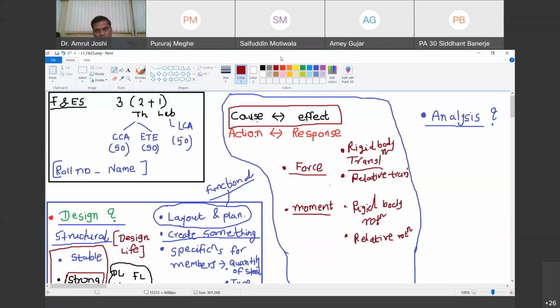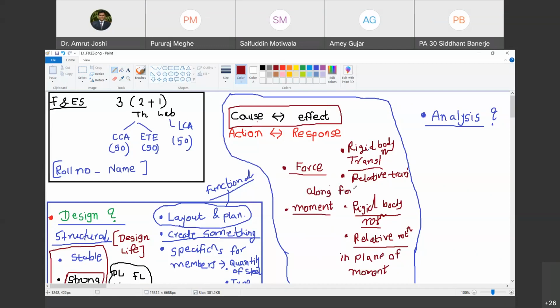Yes, sir. Okay, so now I will stop the video and I will write down: moment has two effects. One is rigid body rotation and the other is relative rotation in the plane of moment. Are you with me? Yes, sir. In the plane of moment. Okay, and force has two effects: rigid body translation and relative translation along the direction of force. Do you agree with me? Yes, sir.